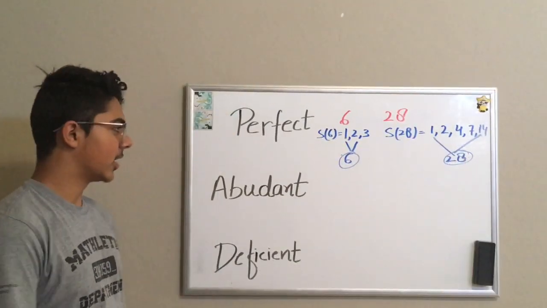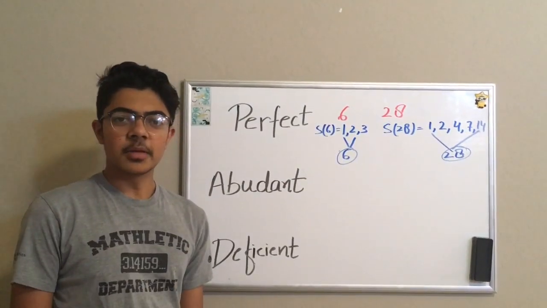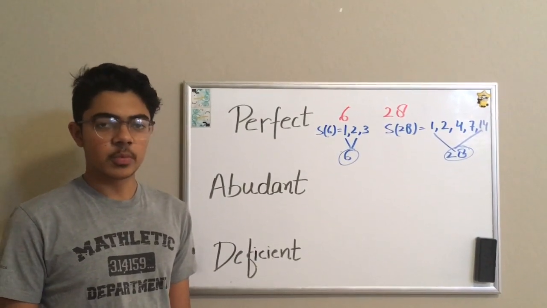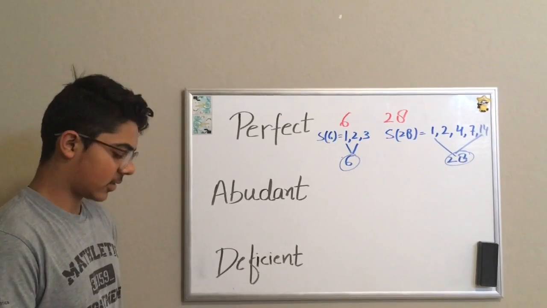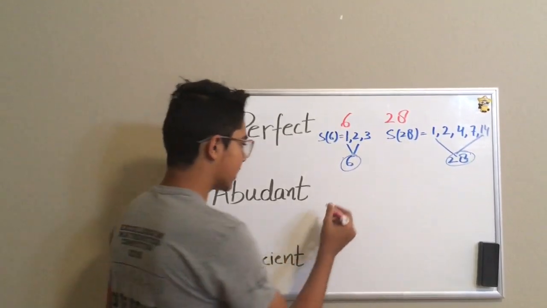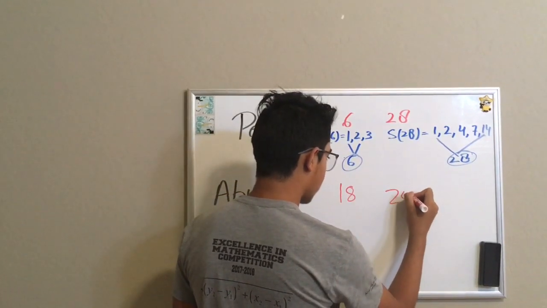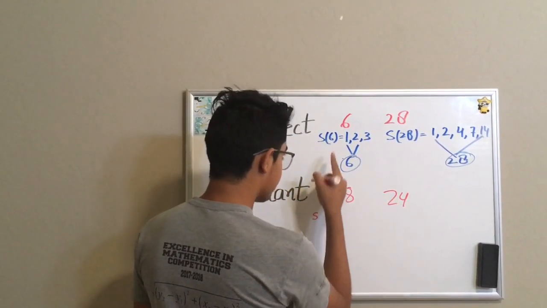Next up are abundant numbers. Abundant numbers are ones that when you add up its divisors, the resulting number will be greater than the number itself. So let's look at a few examples. Let's take 18 and 24. So let's write it in this notation.